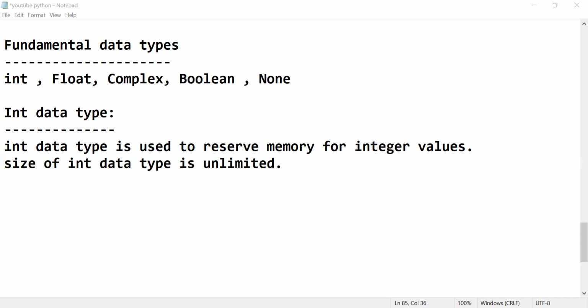See, guys, suppose I take b equal to a very large number. Now I am printing b. It is printing this number, guys. And if you want to know the size of b, we first have to import sys, guys. Import sys, I think with a capital S. Okay, sorry, guys.